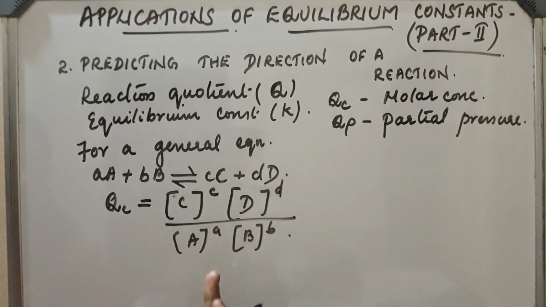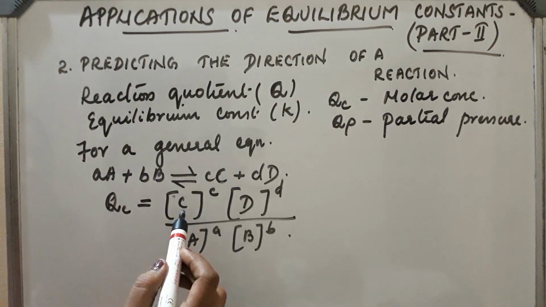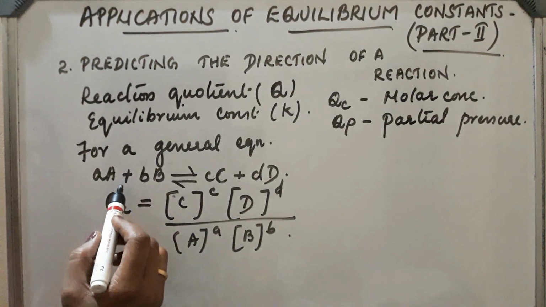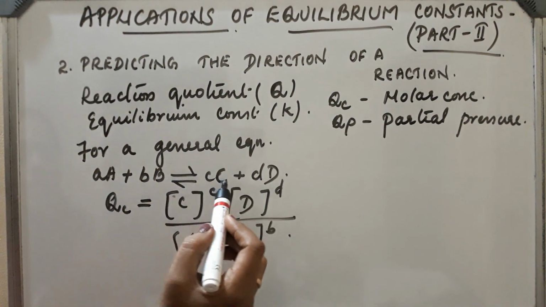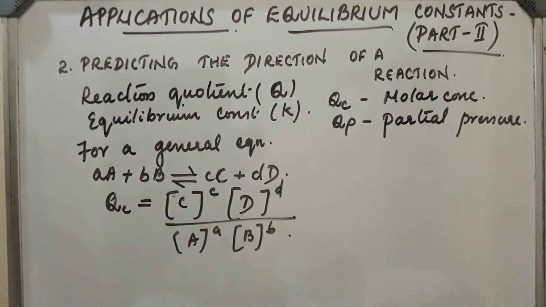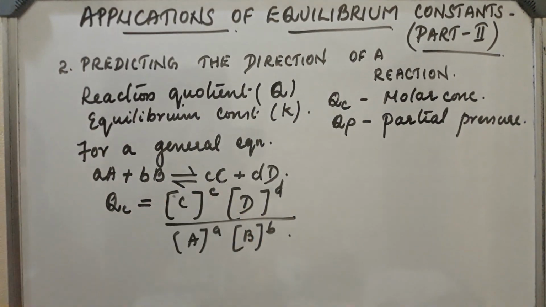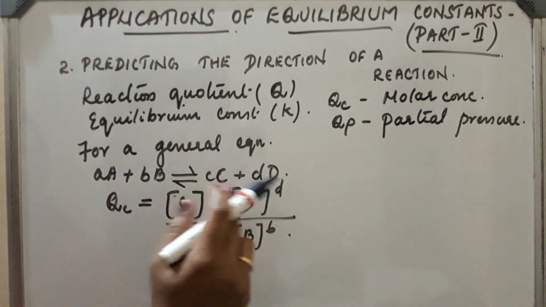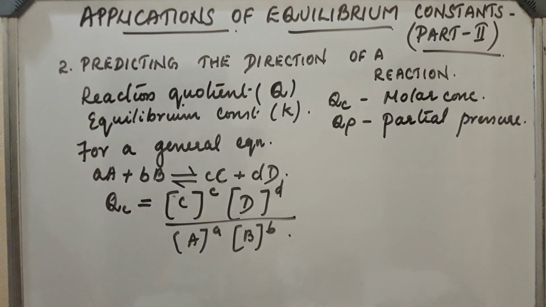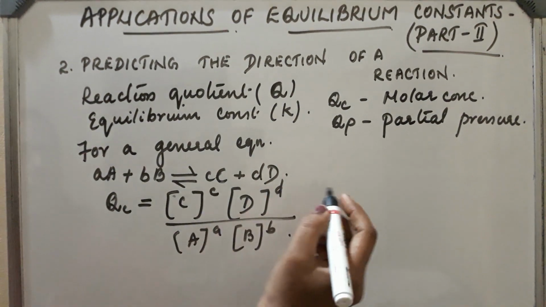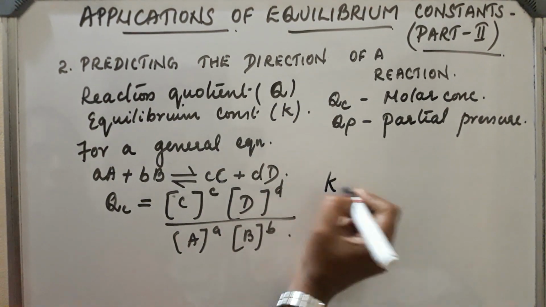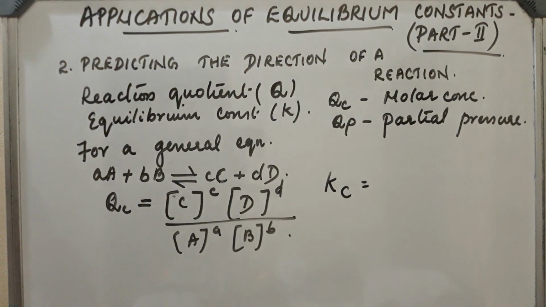Also, QP we can calculate with respect to partial pressure. Now we have to compare this QC with K. This is the reaction quotient. First the reaction takes place either in the forward direction or the backward direction, and after some time an equilibrium is attained at which the forward and backward reactions become equal. At this state the QC gets converted into KC, that is, the equilibrium constant.